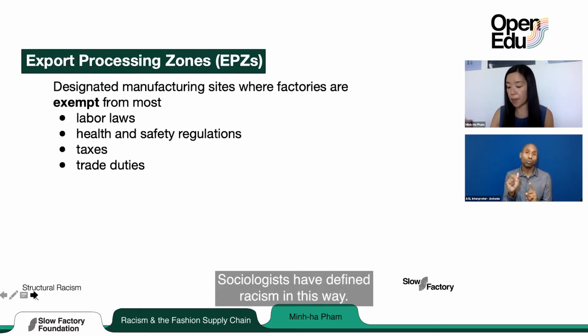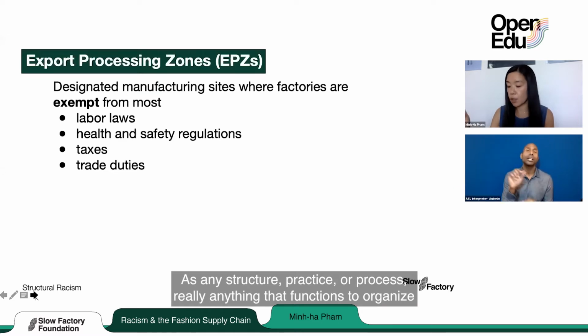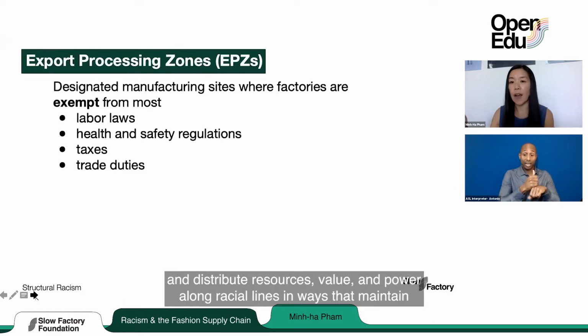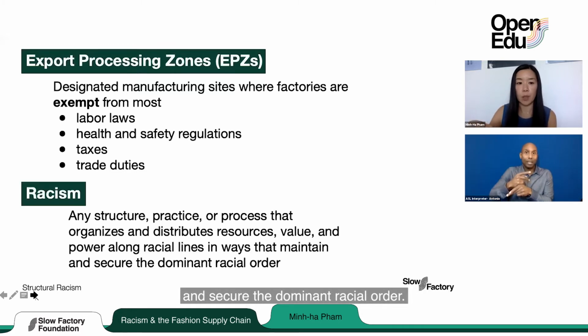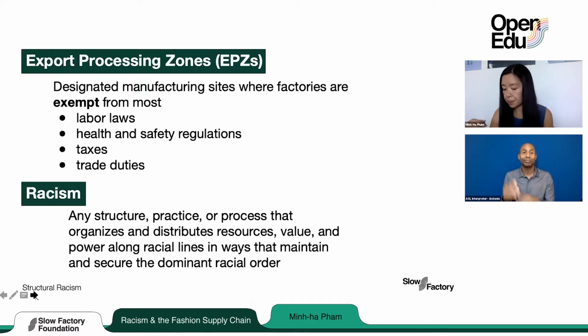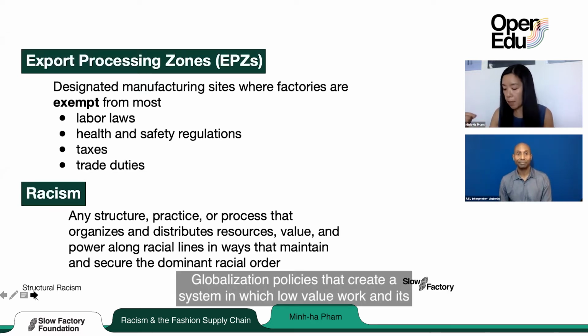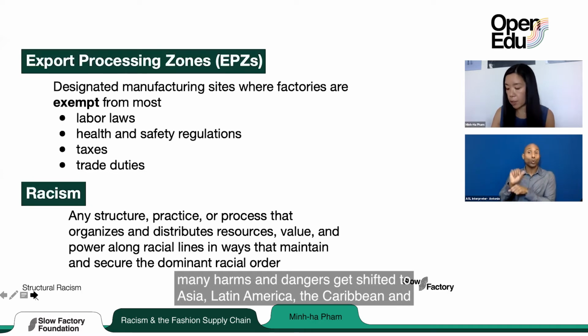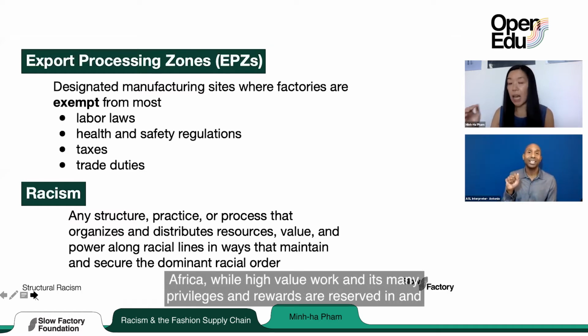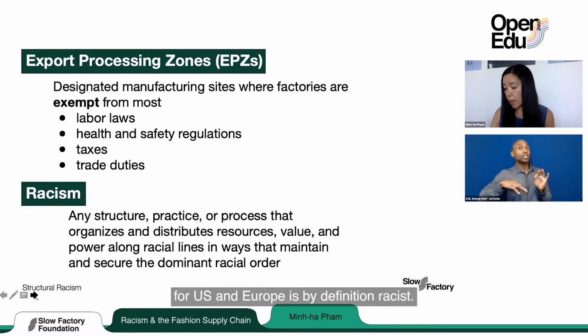Sociologists have defined racism in this way: as any structure, practice, or process, really anything, that functions to organize and distribute resources, value, and power along racial lines in ways that maintain and secure the dominant racial order. So here it is on the screen. Globalization policies that create a system in which low-value work and its many harms and dangers get shifted to Asia, Latin America, the Caribbean, and Africa, while high-value work and its many privileges and rewards are reserved in and for US and Europe, is by definition racist.